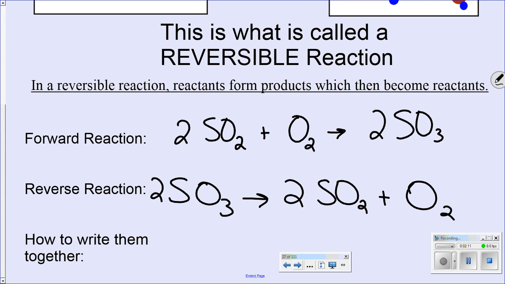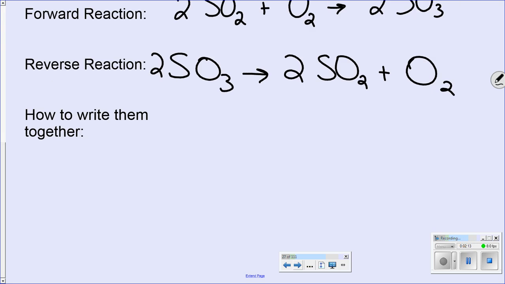Now, we don't want to have to always write both of these things, so we have a way in chemistry of writing a reversible reaction. And really, you can write it in either order. I'm just going to go with the way I wrote it in the first one. And then we do a special little thing with our arrow, where we draw two arrows like this.